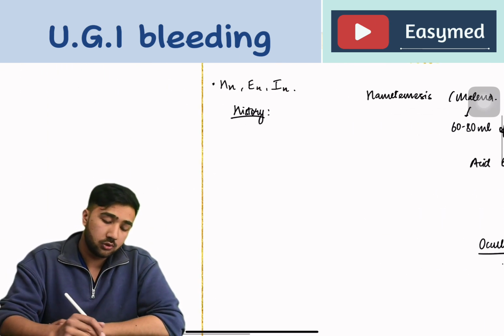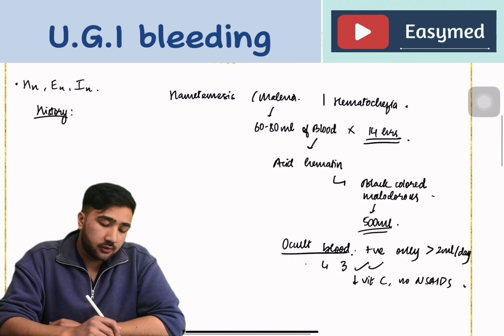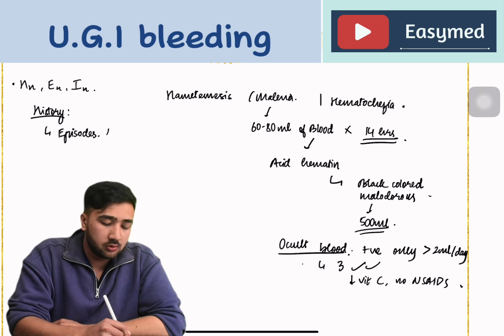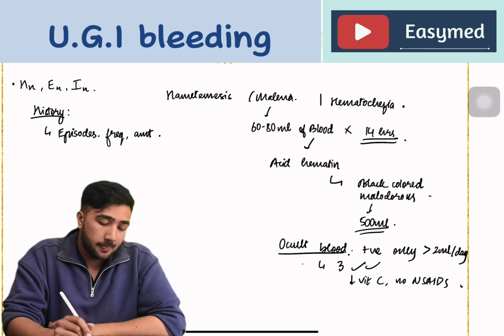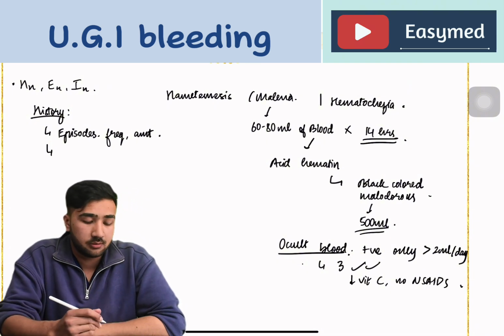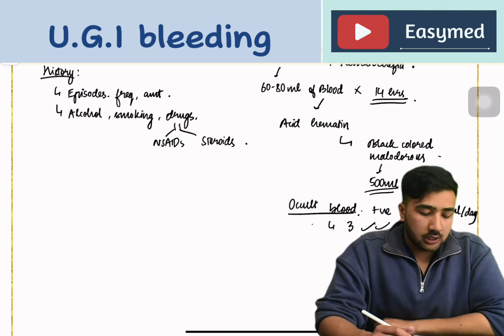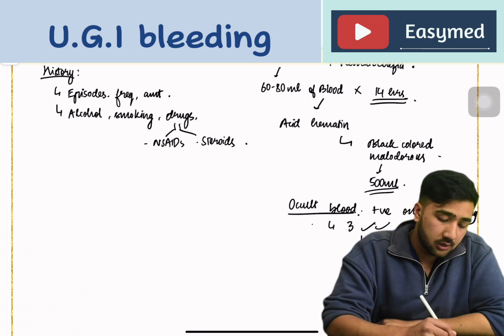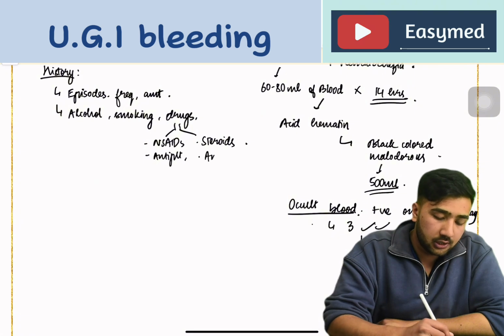Now, to go to history proper, we have to first ask how many episodes of the UGI bleeding there were, what the frequency was, and what the amount was. Then we have to look for the causes of upper GI bleeding, which could be alcohol, smoking, drugs. Drugs most commonly are NSAIDs and steroids, and others could be antiplatelet and anticoagulant drugs.